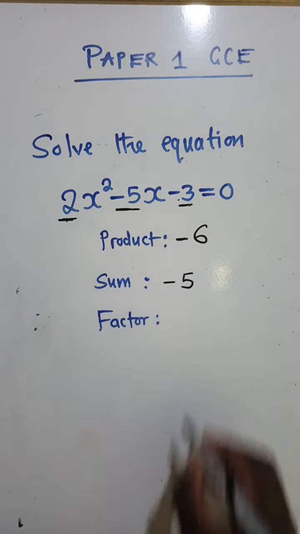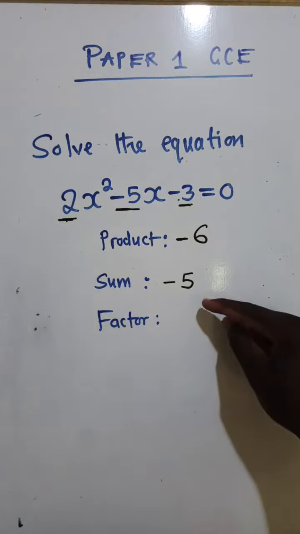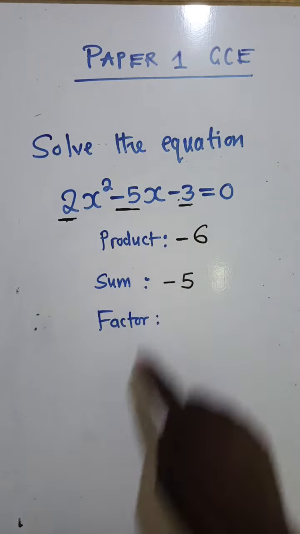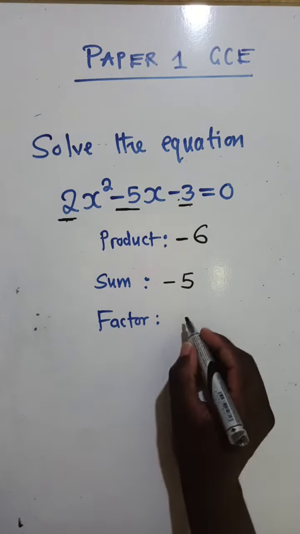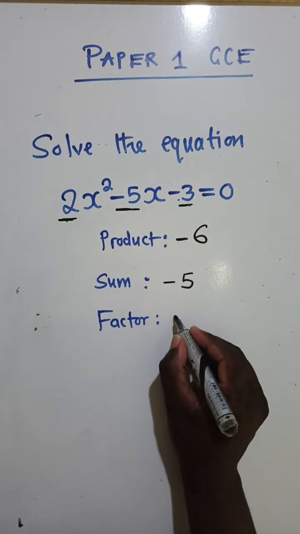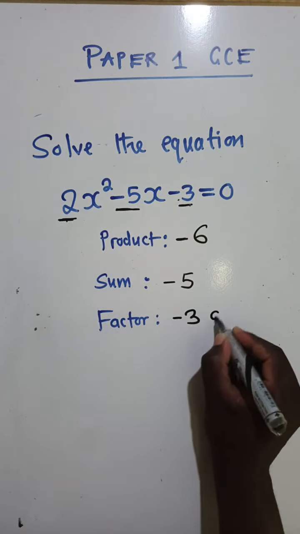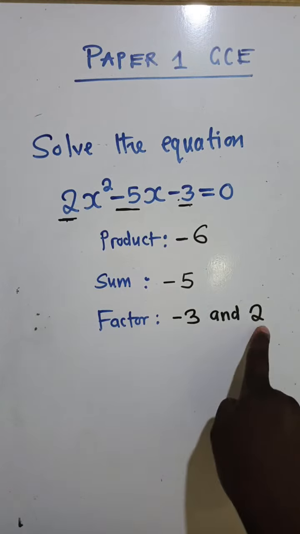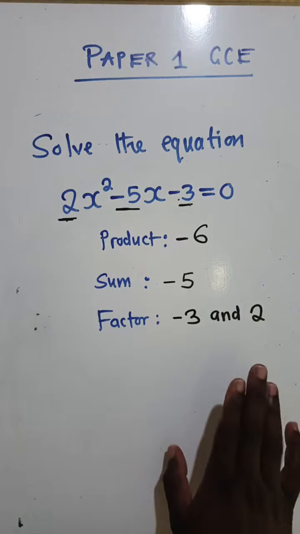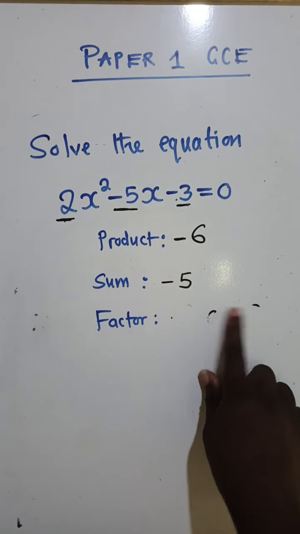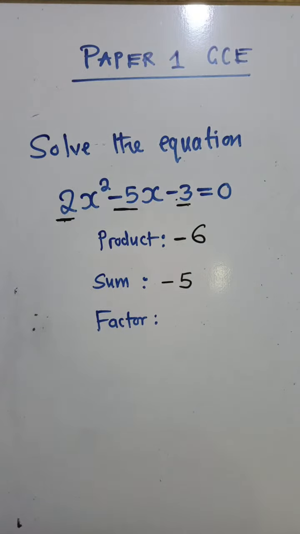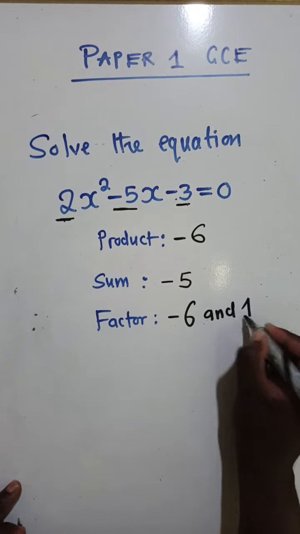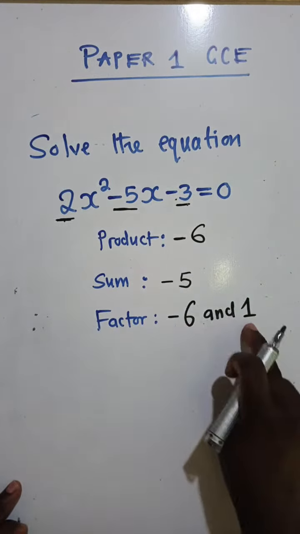And then here, for the sum, you get what is in between here. That's a negative 5. For the factors, you think of 2 numbers. When you multiply those 2 numbers, they give you negative 6. And the same 2 numbers, when you add them, they give you negative 5. That is negative 3 and 2? Because when you multiply negative 3 times 2, we're getting a negative 6. No, there's a mistake here, guys. So what are the factors? It will be negative 6 and 1, isn't it? Because when we multiply these two, we're getting this. And when we add them, we're getting this.